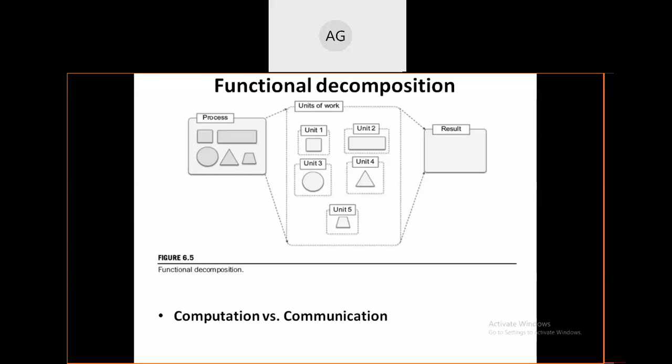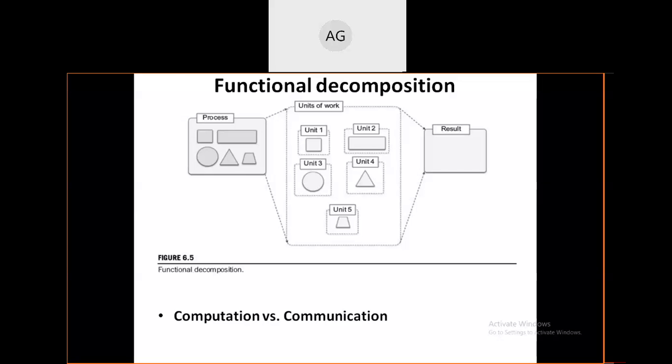And next, in the functional decomposition, we are using the natural decomposition. With the help of the natural decomposition, the problem will be separated into units of work. So you can see the diagram here. First, I'm using the processes. In those processes, we have combinations. You can take n number of shapes here.